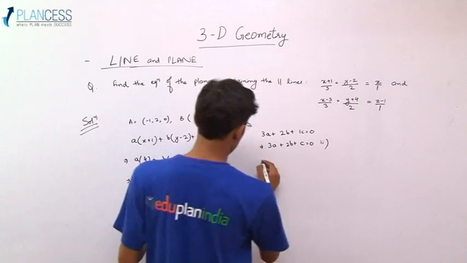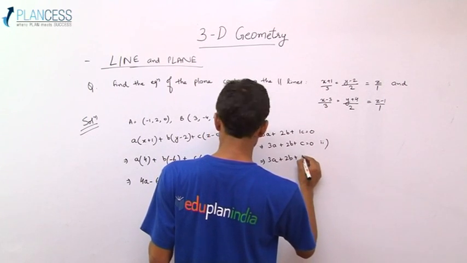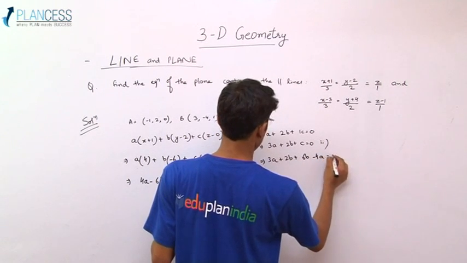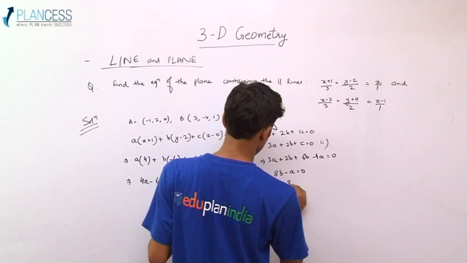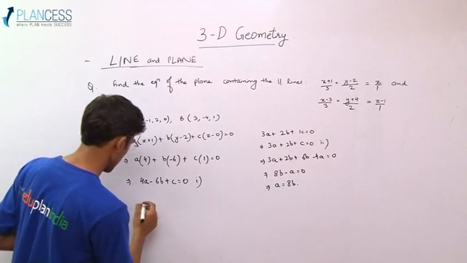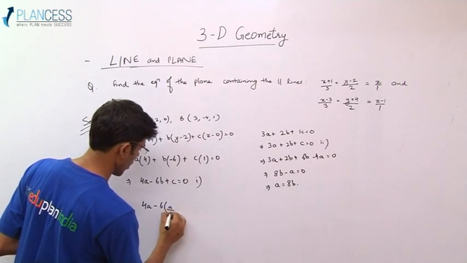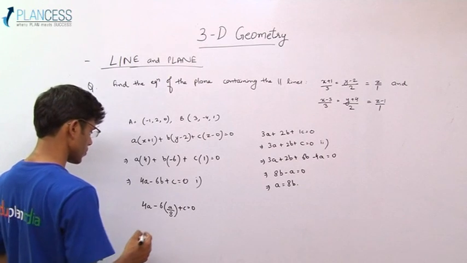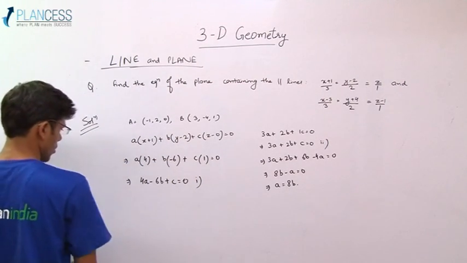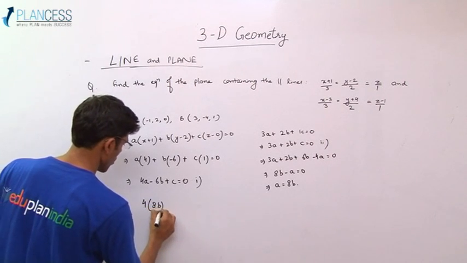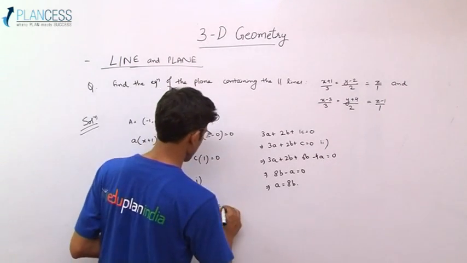So using the value of c from here, c is 6b minus 4a, we get 3a plus 2b plus 6b minus 4a is equal to 0. So this is 8b minus a is equal to 0. So a is equal to 8b. Now putting a in terms of b, it is better to put a in terms of b: a is 8b, so 4 times 8b is 32b, minus 6b plus c is 0.